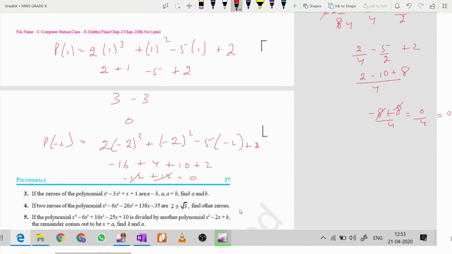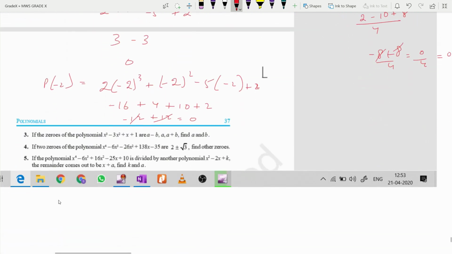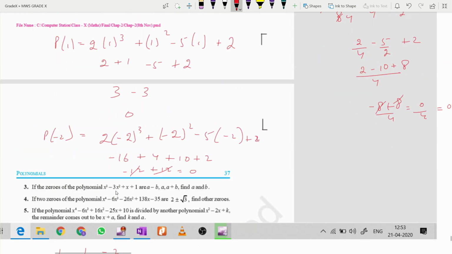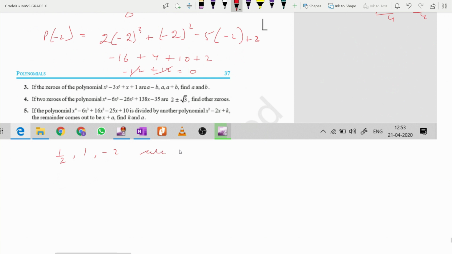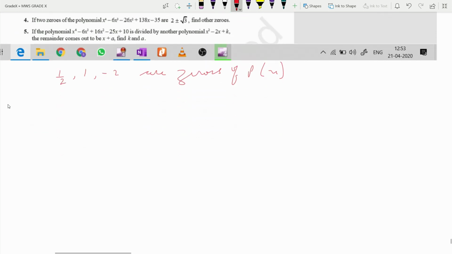So we can say that 1 by 2, 1 and minus 2 are zeros of the given polynomial. Now we need to check the relationship and verify. The first is the sum of zeros, that is equal to minus b upon a.